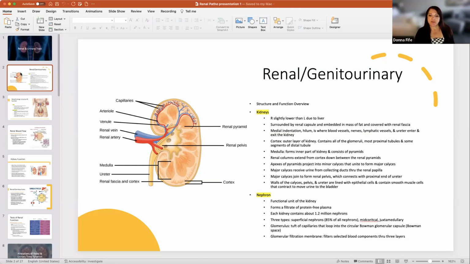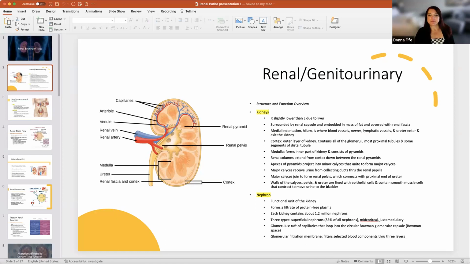The minor calyces receive urine from collecting ducts through the renal papilla. The major calyces join to form the renal pelvis, which connects with the proximal end of the ureter. The walls of the calyces, pelvis, and ureter are lined with epithelial cells and contain smooth muscle cells that contract to move urine to the bladder.